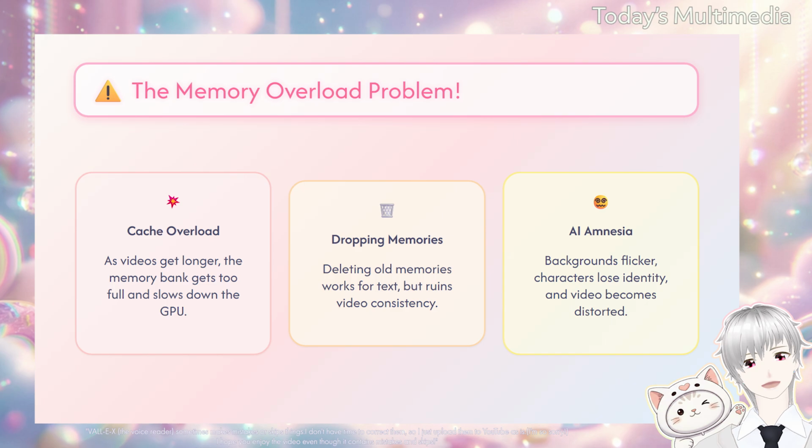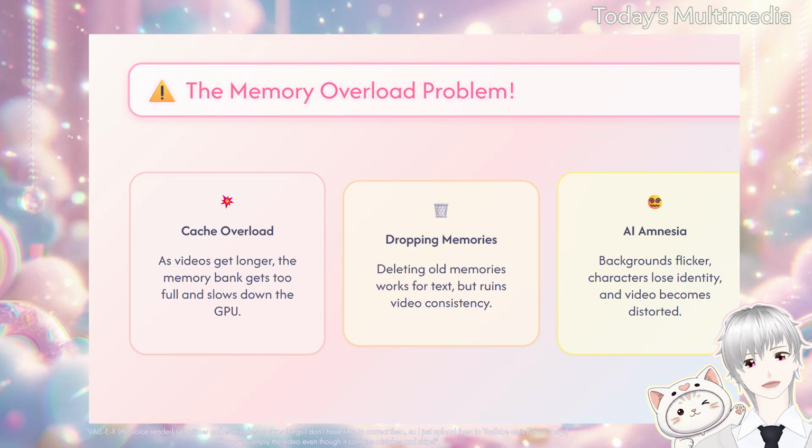The common way engineers try to fix this in text-based AI, like those chatbots, is simply by dropping or deleting old tokens from the cache. But if you do that with video, it is a total disaster. Dropping those tokens breaks the long-range dependencies, which means the AI basically gets amnesia. The background starts flickering wildly. The characters lose their identity. And the whole video just turns into a wobbly, distorted mess.